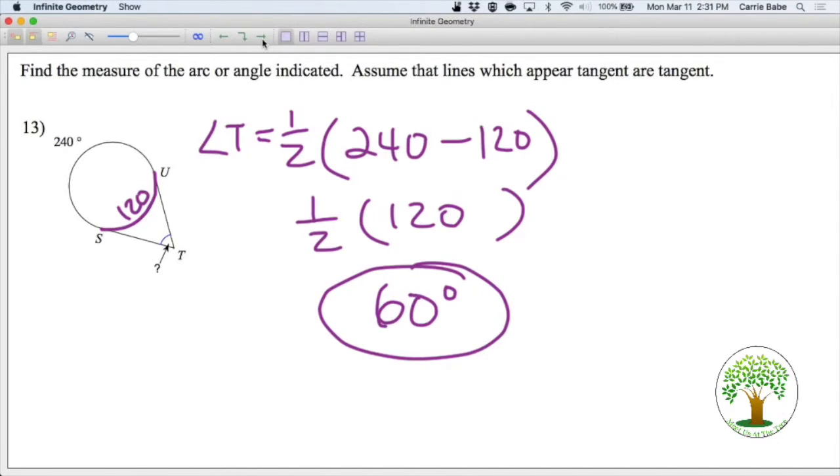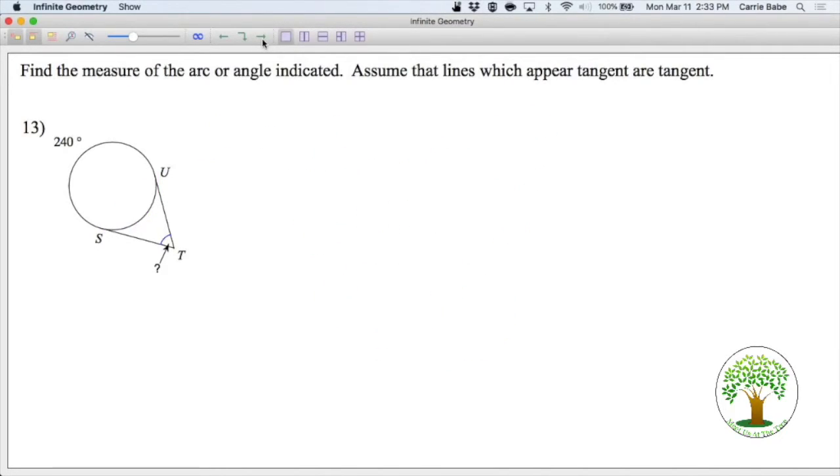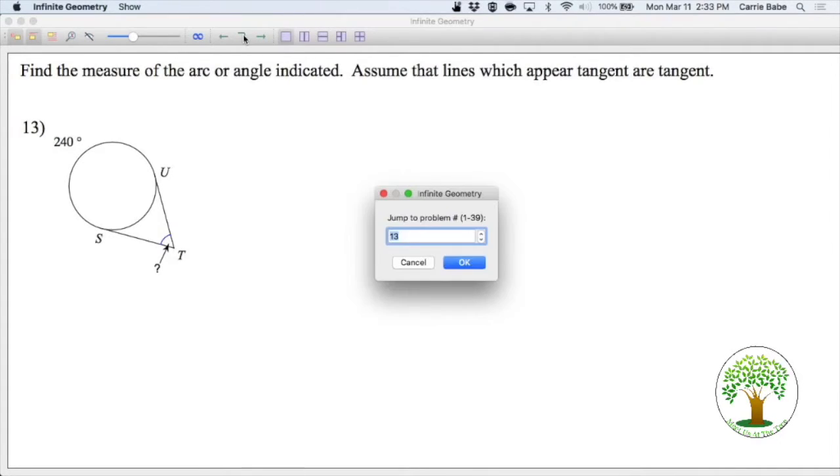You could have just, once you get this, you could just say 1/2 open parentheses 240 minus 120 close parentheses and be done. On the same problem or a different one? No, a different problem. Okay, well, I'll help you later. All right, here we go. We're going to do number, I said 1 through 13 and 16, correct? Yes. So we're going to do 16 now.